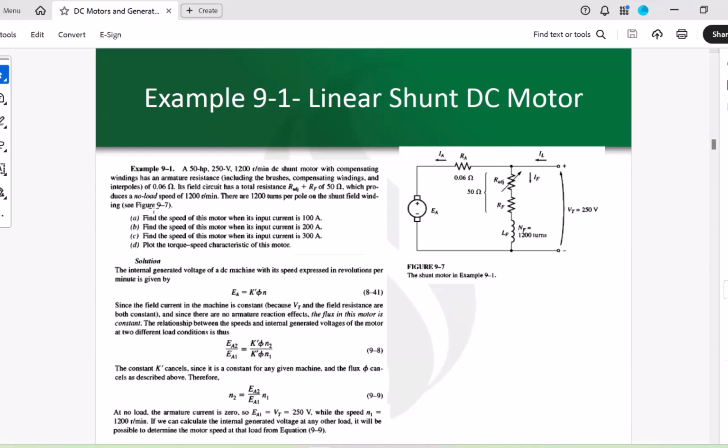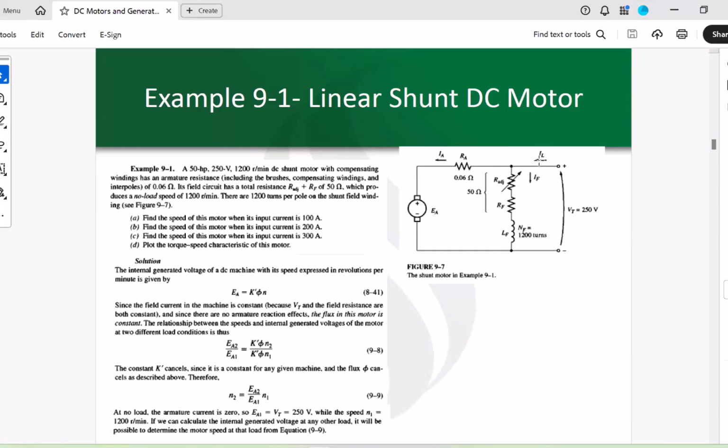We produce a no load speed of 1200 revolutions per minute. So when the motor is under no load conditions, we just energize it without any mechanical load on it, and it gives us 1200 revolutions per minute. And there are 1200 turns per pole on the shunt field, so the number of turns on the shunt field is equal to 1200, looking at this figure. Now we want to see what will be the speed of this motor when its input current is 100 amps. Input current means this IL. Then when its input current becomes 200 amps, and 300 amps.